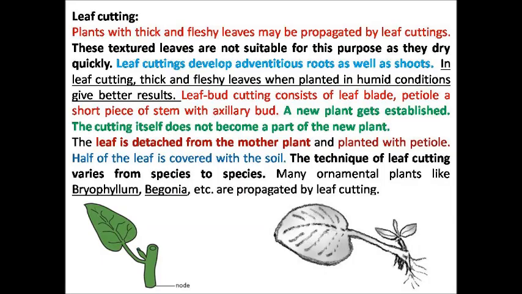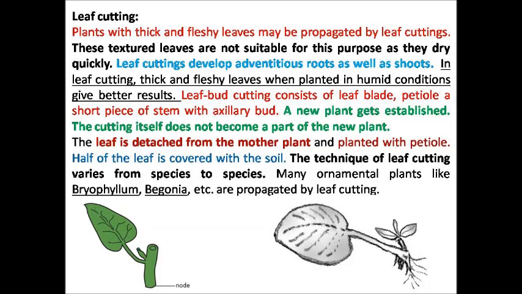Leaf cutting. Plants with thick and fleshy leaves may be propagated by leaf cuttings. Thin textured leaves are not suitable for the purpose as they dry quickly. Leaf cuttings develop adventitious roots as well as shoots. In leaf cutting, thick and fleshy leaves when planted in humid conditions give better results.